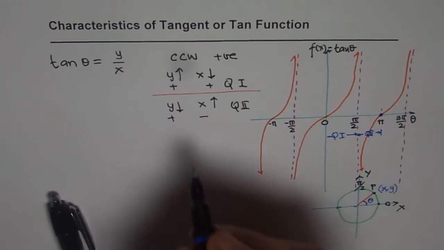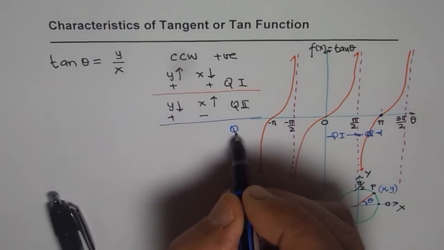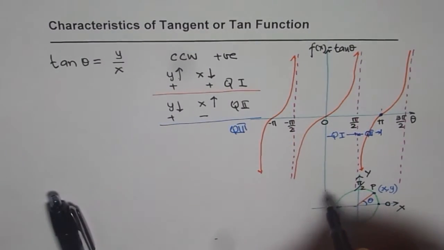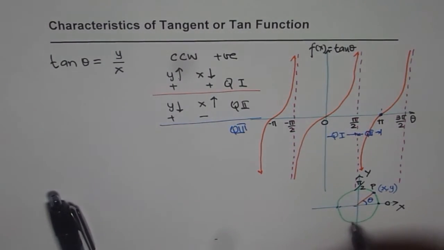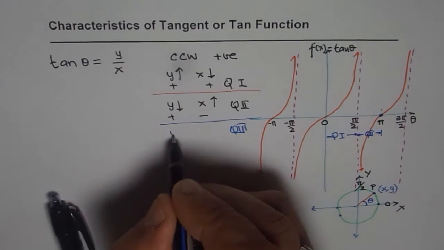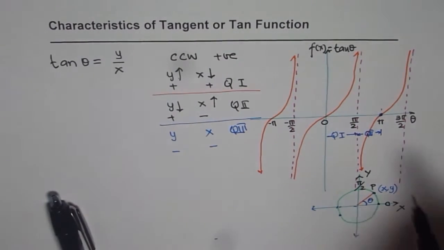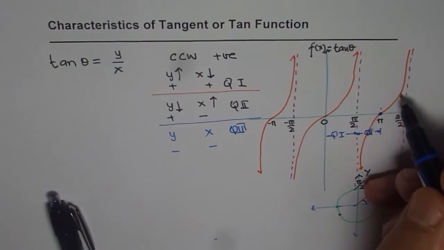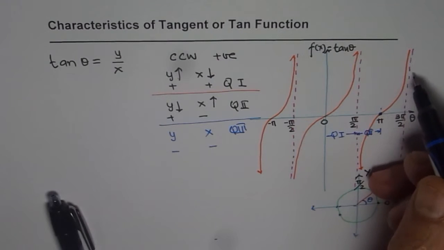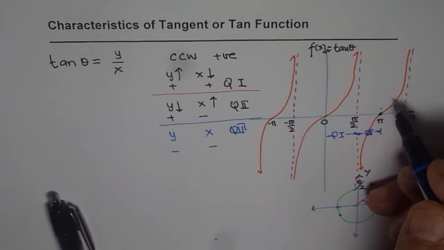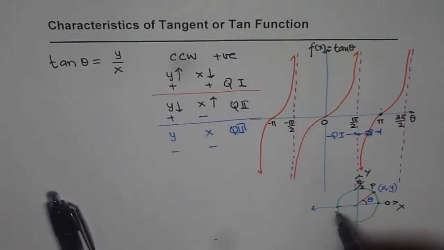Now as you go to quadrant 3, what happens? In quadrant 3, both x and y values are negative, right? So if you have a point here, x is negative and y is negative. Therefore tan is positive. This is the part which is positive. Do you see that? So it changes from 0 to a positive value, correct?